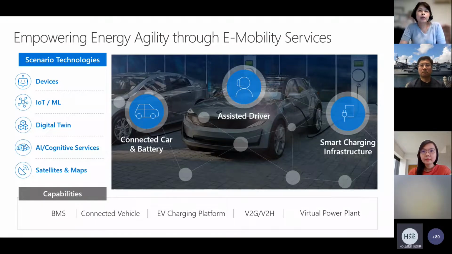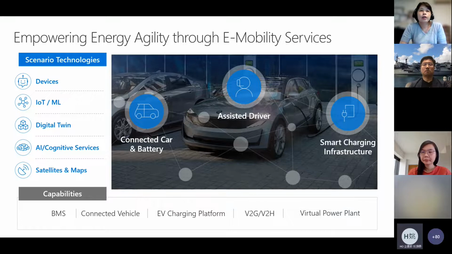Okay, so while we are looking at the energy agility and the e-mobility service, our friend from NI just gave a remarkable introduction about the BMS system and the simulation system, just like our friend introduced in the later part. Starting from the battery itself, we want to extend the impact, not just to the battery pack, but also to the vehicle and to outside the vehicle.